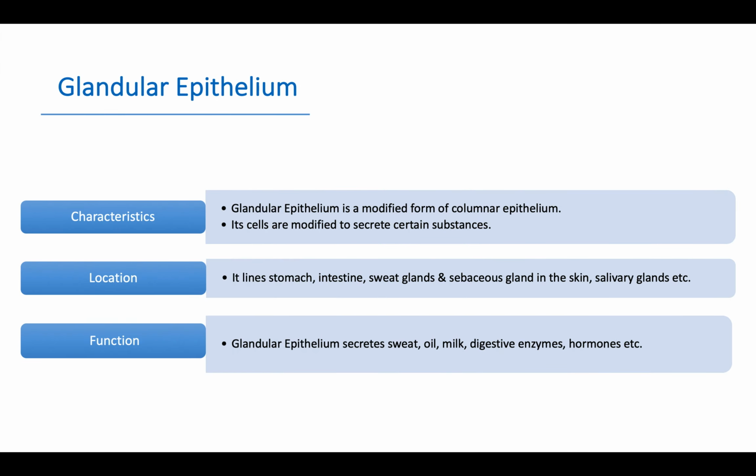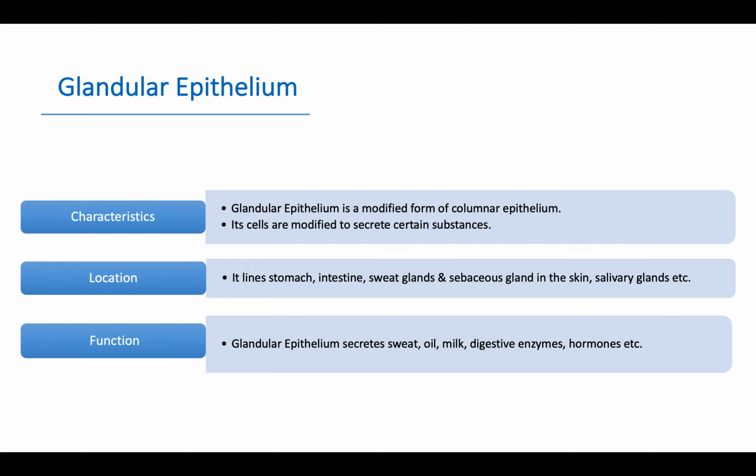Glandular epithelium means the cells of this layer are converted or modified into glands, which help in giving different secretions, or which secrete. Characteristics of glandular epithelium. Glandular epithelium is a modified form of columnar epithelium. Its cells are modified to secrete certain substances.